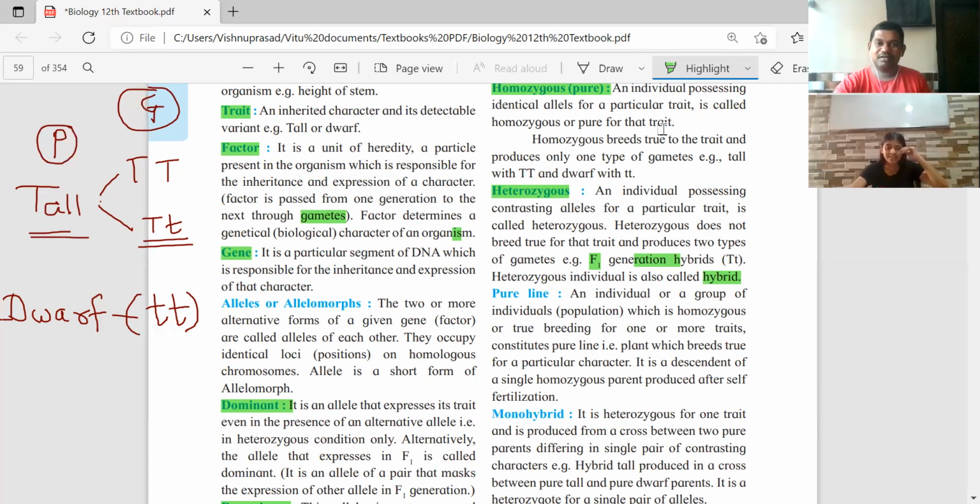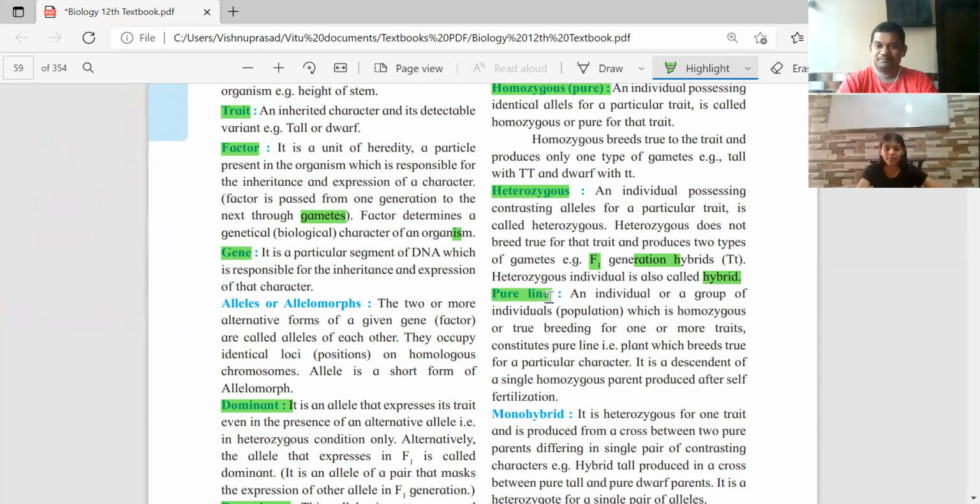Now there is something called pure line. I'll show you this way. There is a parental generation having capital T, capital T. That means homozygous tall, crossed with another homozygous tall.